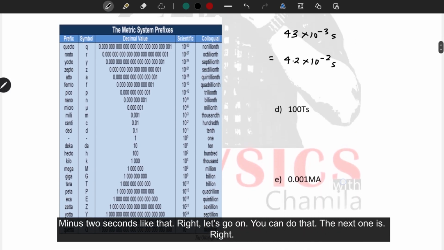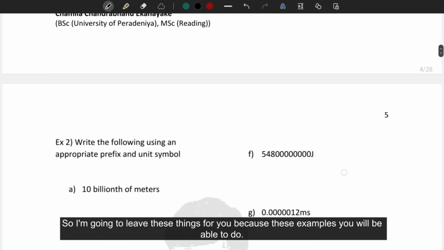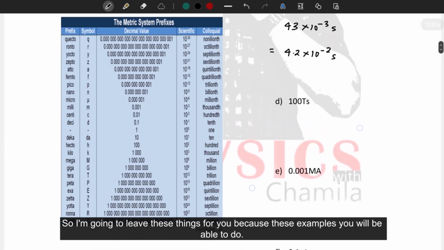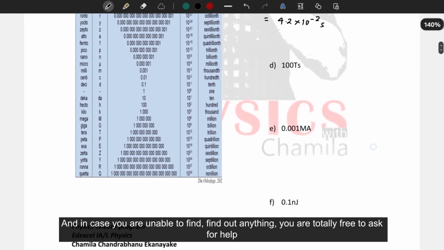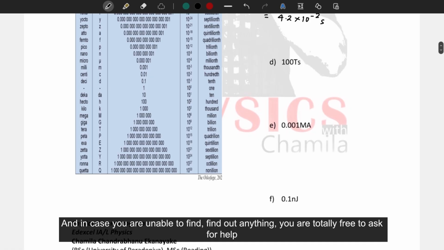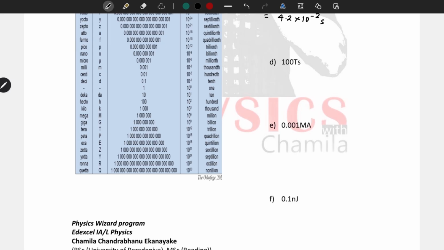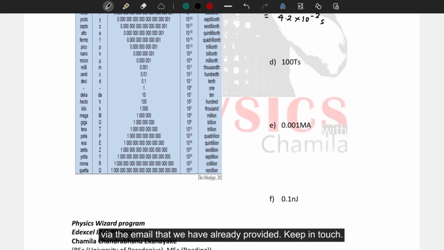The next one I'm going to leave for you, because you will be able to do these examples. In case you are unable to find out anything, you are totally free to ask for help via the email that we have already provided. Keep in touch.